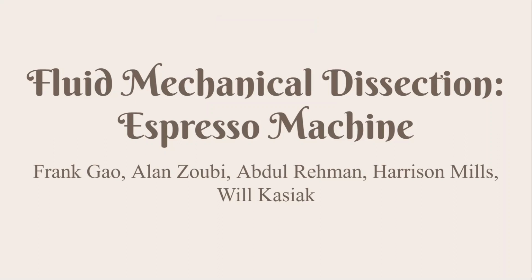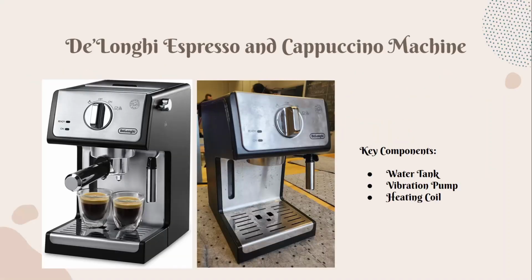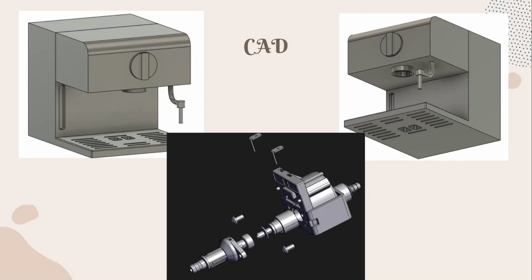For our fluid mechanical dissection, we were given an espresso machine. The members of our group include Frank, Alan, Abdul, Harrison, and Will. During the dissection, we found that the espresso machine possessed many unique features, and once we broke the machine down, we found that there are three main components: the water tank, vibration pump, and heating coil that make up the function to deliver coffee. These are some CAD models we made.